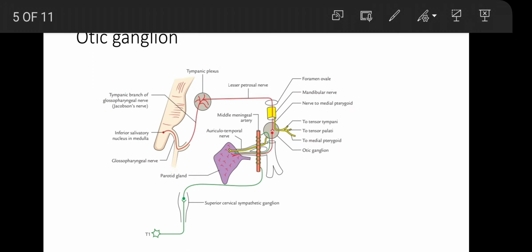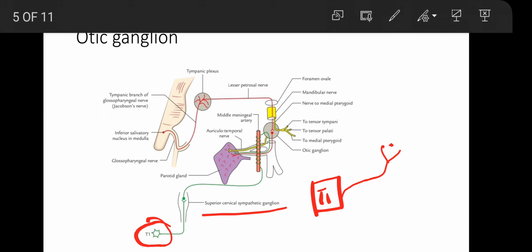What about the sympathetic pathway? The preganglionic fibers from the T1 spinal segment synapse in the sympathetic ganglion, the superior cervical sympathetic ganglion, which we will not go into more deeply now. The postganglionic fibers from the superior cervical sympathetic ganglion form a plexus around the middle meningeal artery, which is a branch of the maxillary artery.